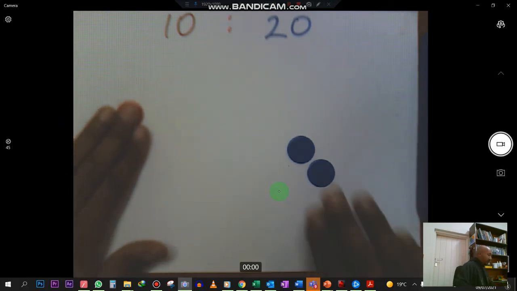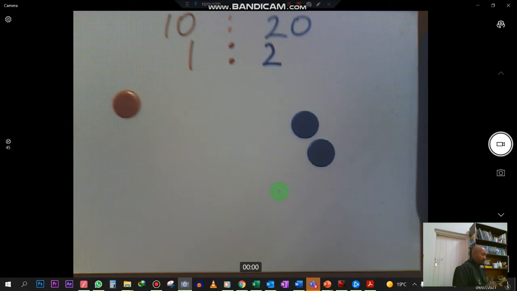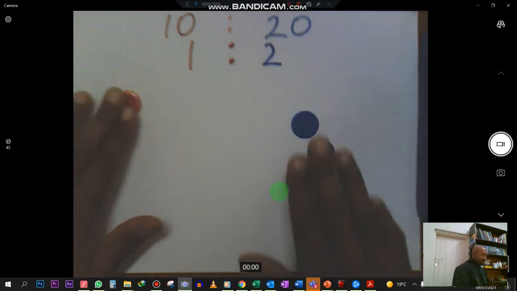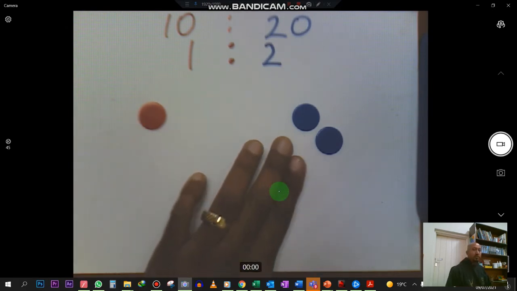But let's break it down. If we had to divide this by 10, that would mean that we have got a ratio of 1 to 2. Proportionally, we've just divided by 10. But do we have the same amount of counters on the desk here? No, we don't. Proportionally, do we have the same number of counters on the desk? Yes, we do. We have got 1 red counter for every 2 blue counters.